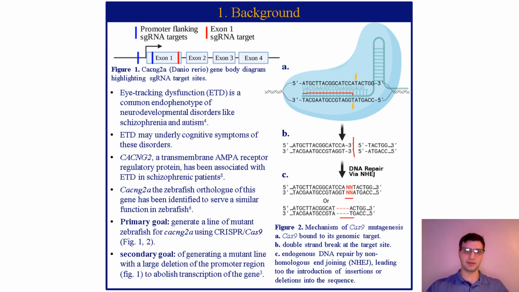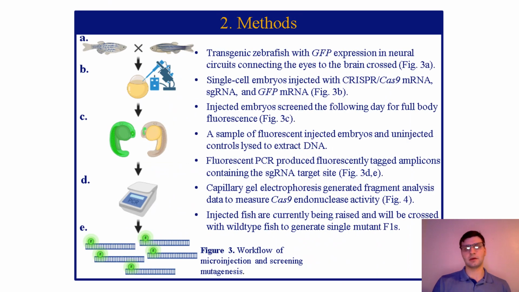Then over in Figure 1, we can see the target sites that I've tested. Specifically, there's this exon 1 target site, as well as these two promoter flanking target sites that were designed to excise the promoter from the genome and result in complete loss of transcription of the gene. So we cross pairs of transgenic zebrafish that have GFP expression in the neural circuits projecting from the eyes to the brain, so we can study the morphology of these projections in our mutants.